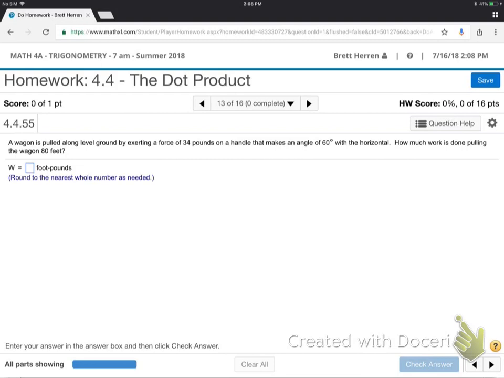A wagon is pulled along level ground by exerting a force of 34 pounds on a handle that makes an angle of 60 degrees with the horizontal. How much work is done pulling the wagon 80 feet?